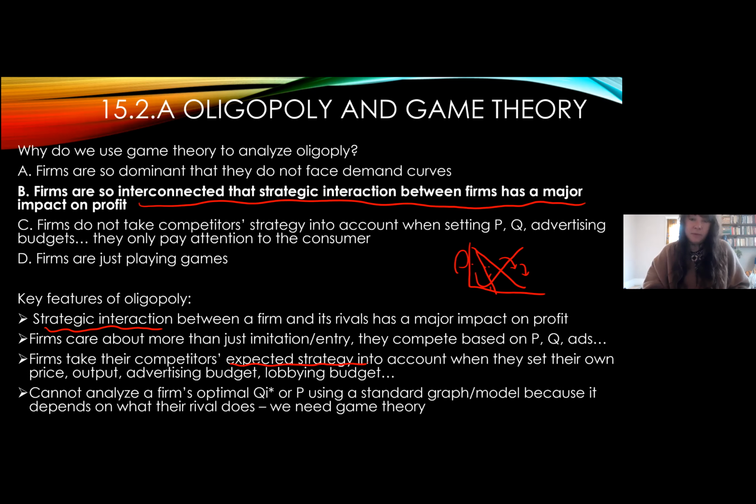And that means that we can't use the graph. We cannot analyze their optimal individual quantity or price using the standard graph or model, because it really depends on what their rival does. And the branch of theory that integrates what a rival does is called game theory. So that is why we use game theory.